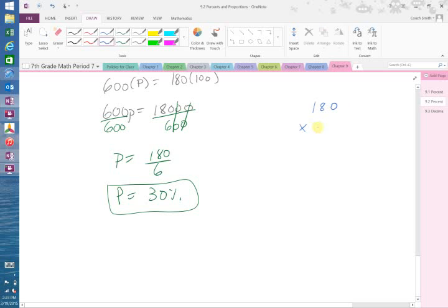180 times 100. You're just bringing these two zeros down. Then you go 1 times 0, which is 0. 1 times 8, which is 8. 1 times 1, which is 1. 18,000 is where I got that right there.